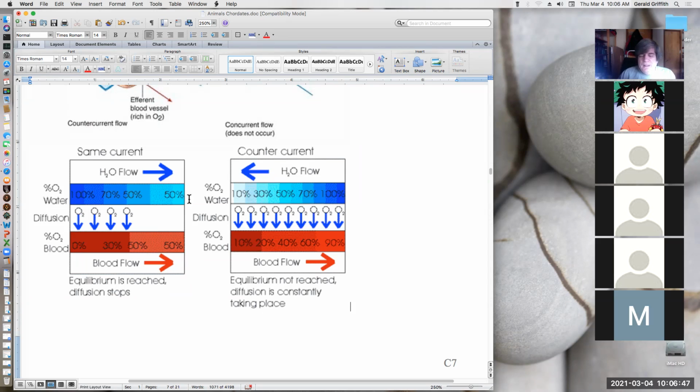Because instead of the concentration of the blood increasing as the concentration in the water decreases with concurrent, the water and blood both decrease in the same direction. So the big advantage of a countercurrent flow is if we actually want to transfer stuff from one structure to another, countercurrent is much more efficient than concurrent.